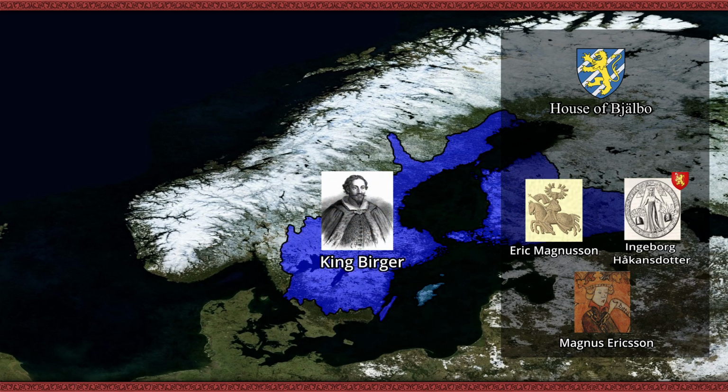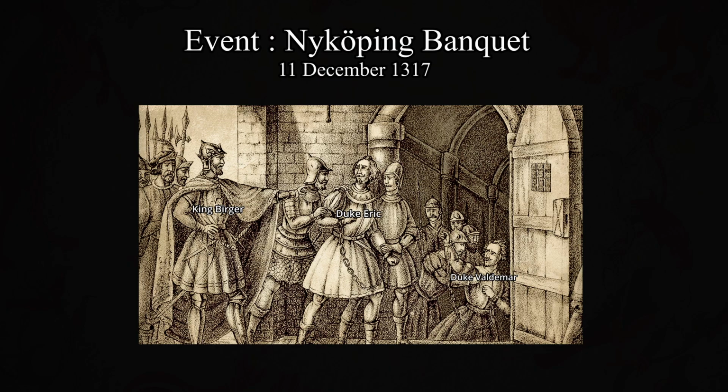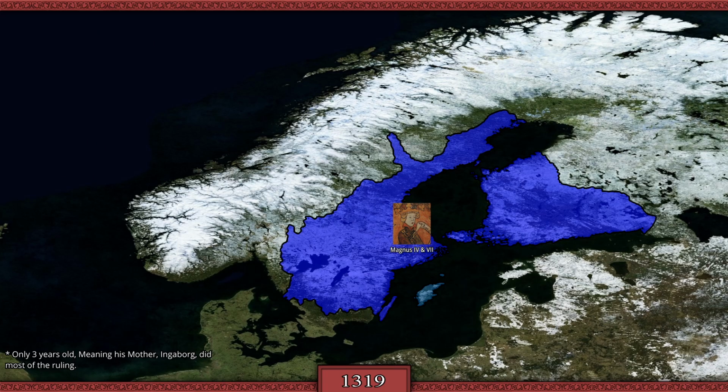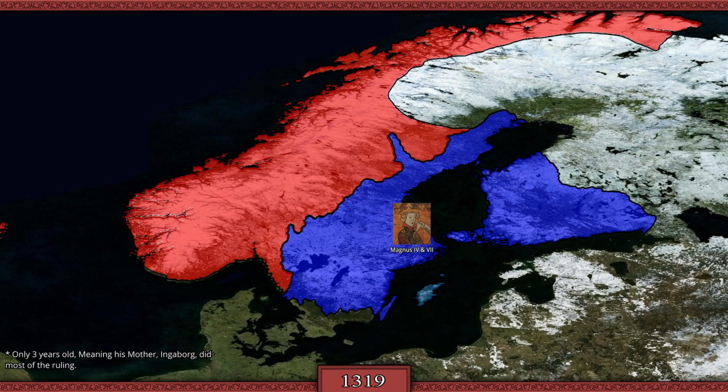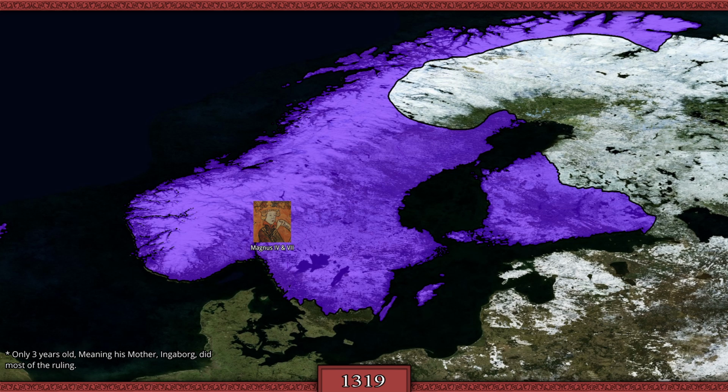But when the King of Sweden was deposed by the nobility because he starved his brothers to death, Magnus was elected as their king. The King of Norway also died the same year, and because he didn't have any sons, Magnus was elected by the Norwegian nobility as their king. This resulted in a personal union between the countries, making it the biggest country in Europe at the time.